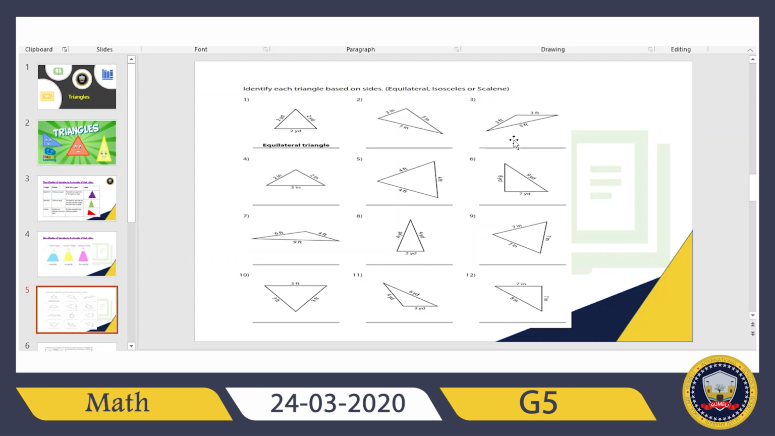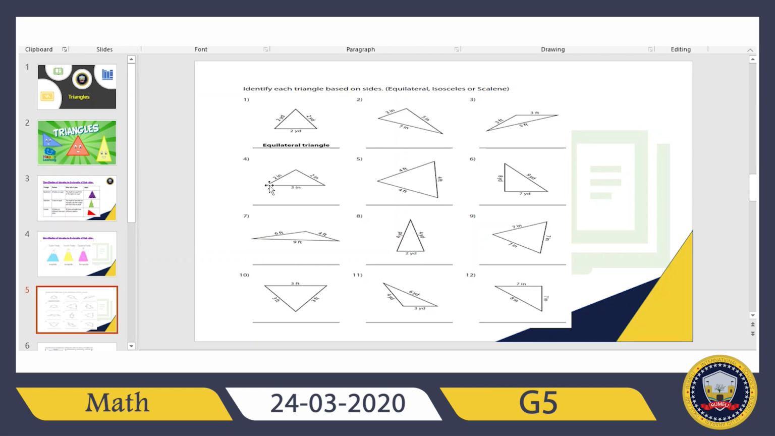What about the third one? First side equals 3 feet, second side equals 3 feet, and the third side equals 5 feet. So only two sides are equal. So what's the name of this triangle? Yes, isosceles triangle, because there are only two sides which are equal. The third one is different in measure.